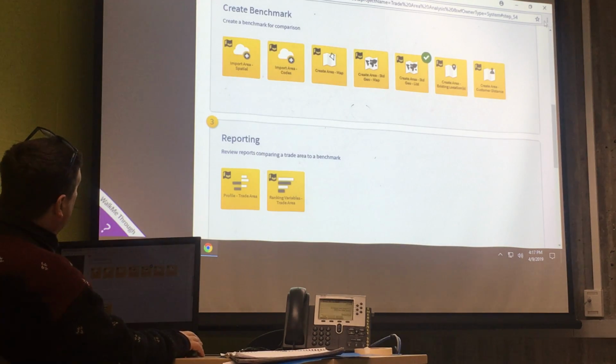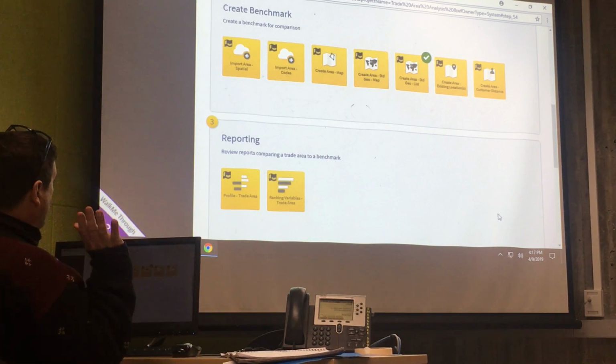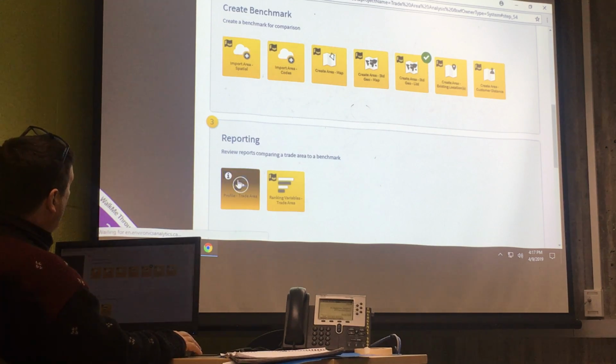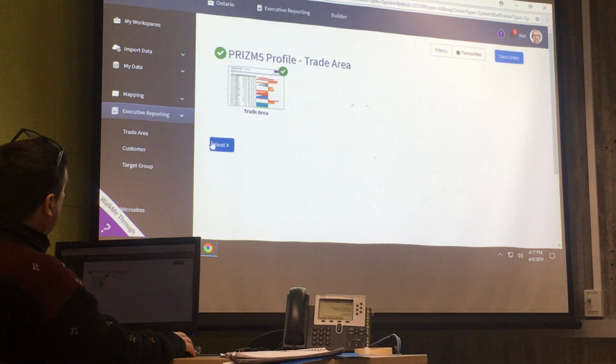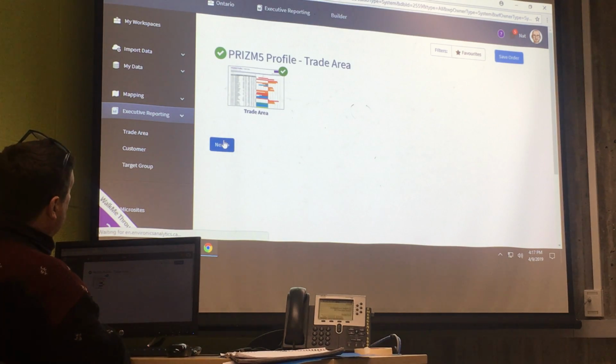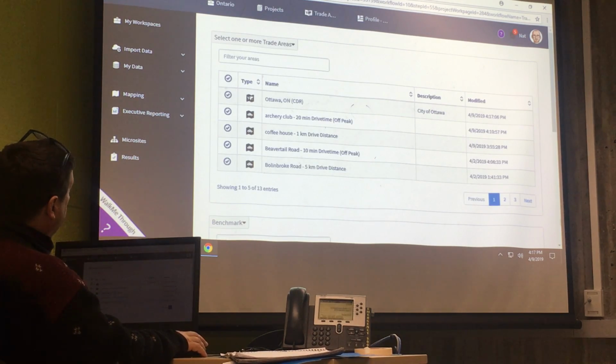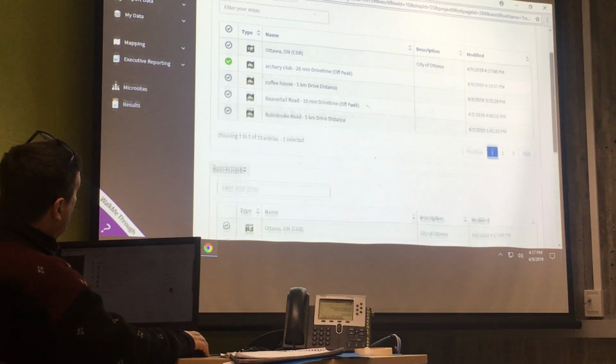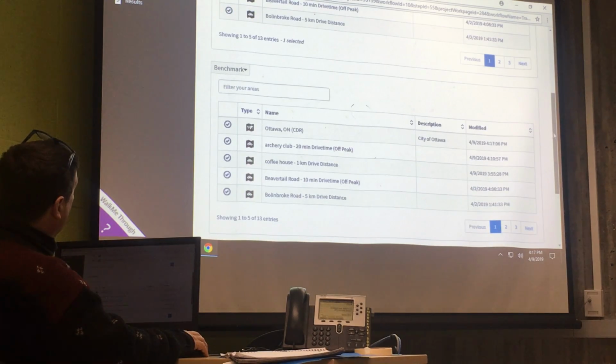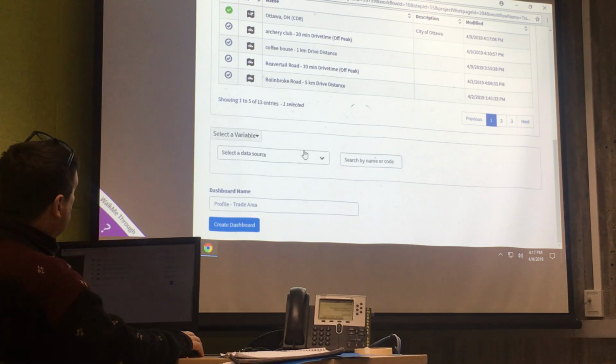Okay. So we have here now. So you can choose. You can do the profile of your trading area, which just is the profile. Let's do the city of Ottawa. Sorry, no, we'll do our archery club. And that's the profile of our archery club. And we'll compare that with the city of Ottawa. And so we'll do Prism 5.